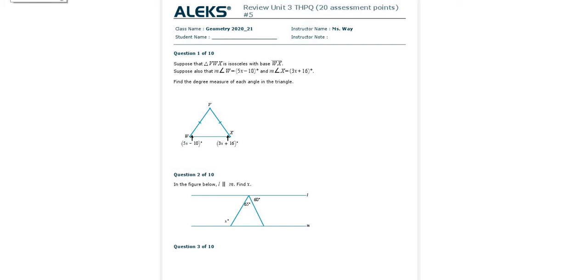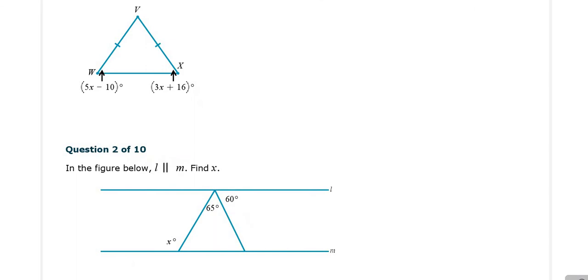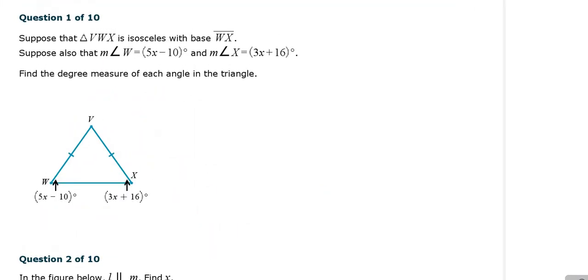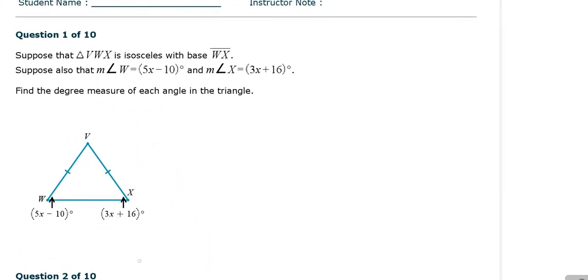This is the finals review packet for Unit 3 help video. Taking a look at the first problem, there's going to be two variations of a problem like this.